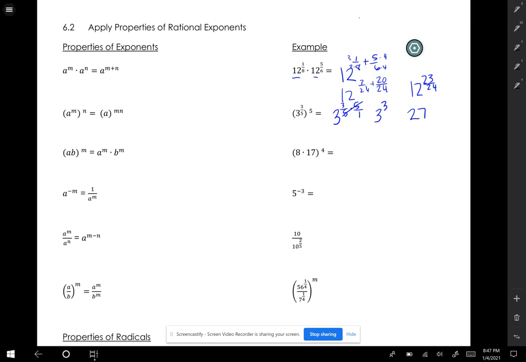The next property, if you have a times b to the power of m, so you have two numbers or two variables being multiplied together and the whole thing is to a power, you can distribute that power to each item on the inside. So like for 8 times 17 to the 4th power, we would distribute the 4th. So it's 8 to the 4th times 17 to the 4th power.